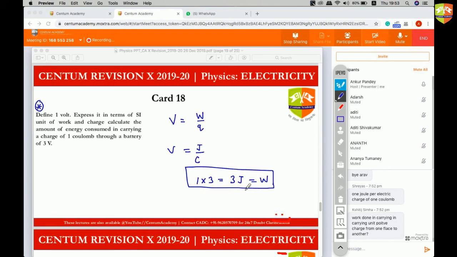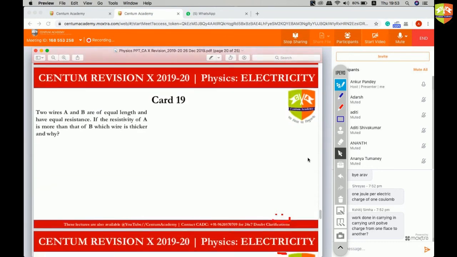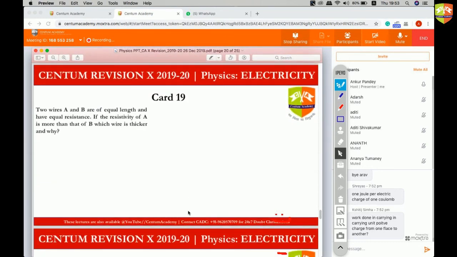Sure. So, Gurman very precisely has stated that voltage is... Clear? Very well defined by Shreyas. Okay. Express it in terms of SI unit of work and charge. So voltage is joule per coulomb. Okay. Sure.